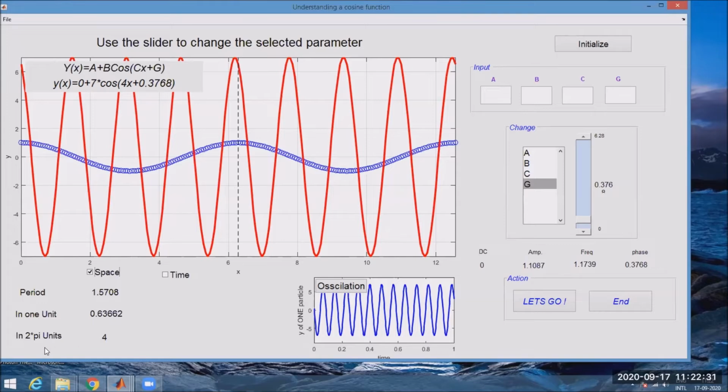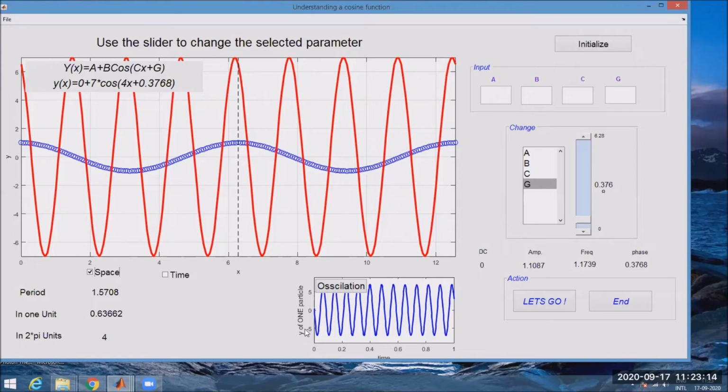And also there is another quantity of interest. This is in 2 pi units, because remember there is a connection between circular motion and a sine graph. One complete motion of a circle leads to one sinusoidal cycle. So that's why in 2 pi radians, how much? We have already seen in 2 pi radians, it is 4 cycles. That is, 6.28 is somewhere here. So you can see 1, 2, 3, and 4. So this is the magnitude of 2 pi by lambda, the wave vector.